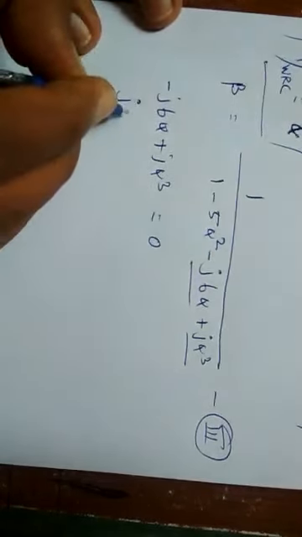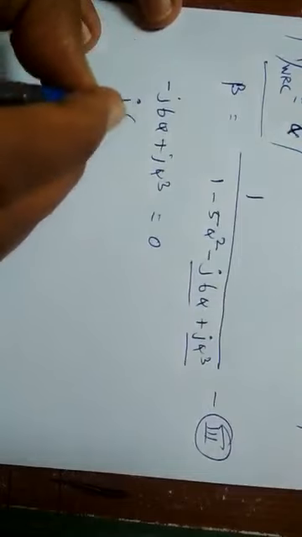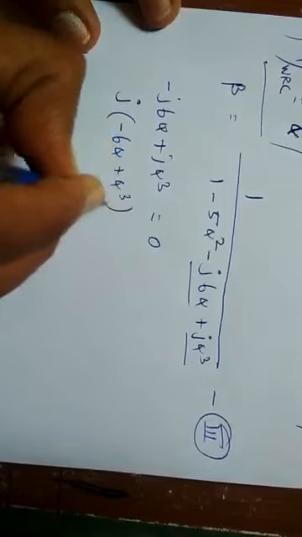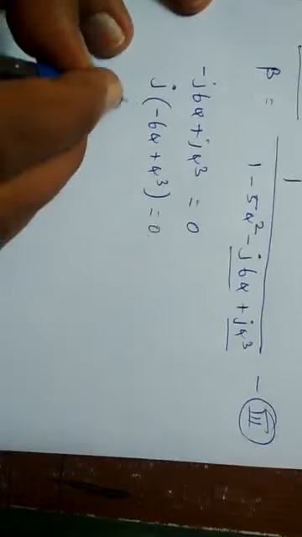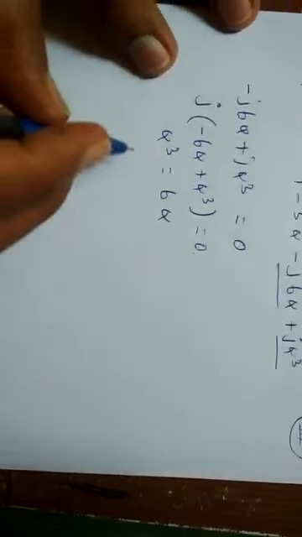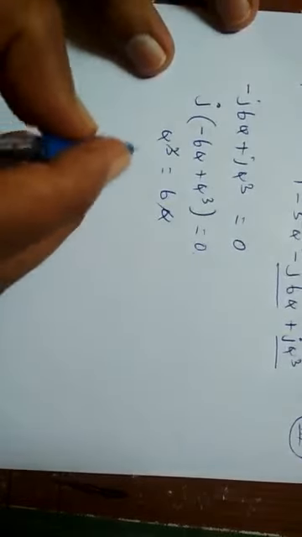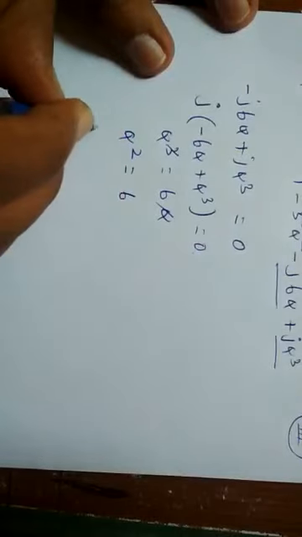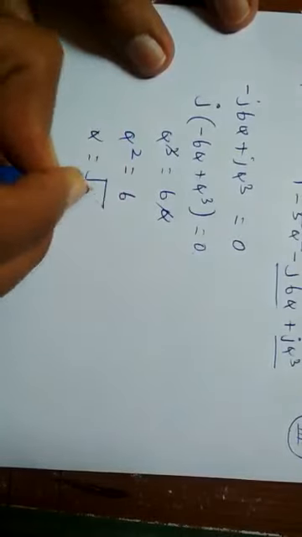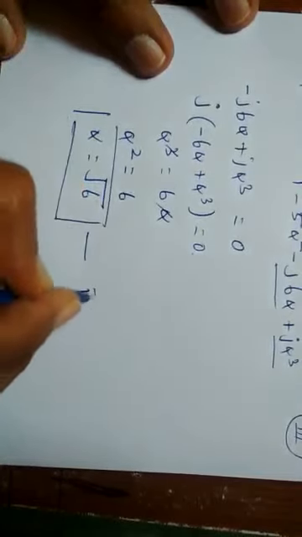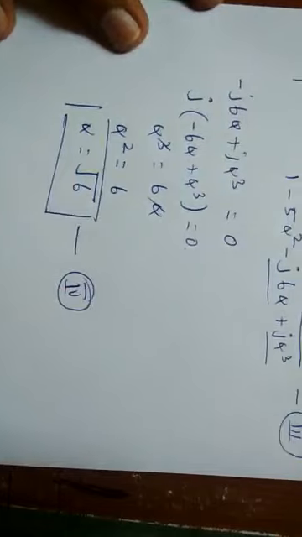So j you can take outside, minus 6 alpha plus alpha cube will be equal to 0. So alpha cube equals 6 alpha. If you cancel these terms, then alpha squared equals 6 and alpha becomes root 6. We name this as Roman letter 4.